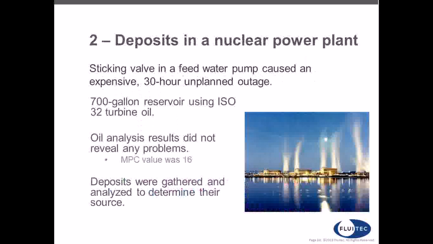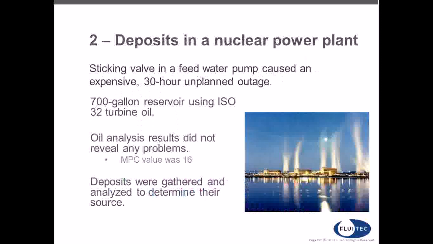However, this was deemed a big enough safety concern that they actually shut down one of the units for 30 hours to investigate, to ensure that there was no possible safety issue that could have been caused by this. There were 700 gallons of turbine oil used in this application.